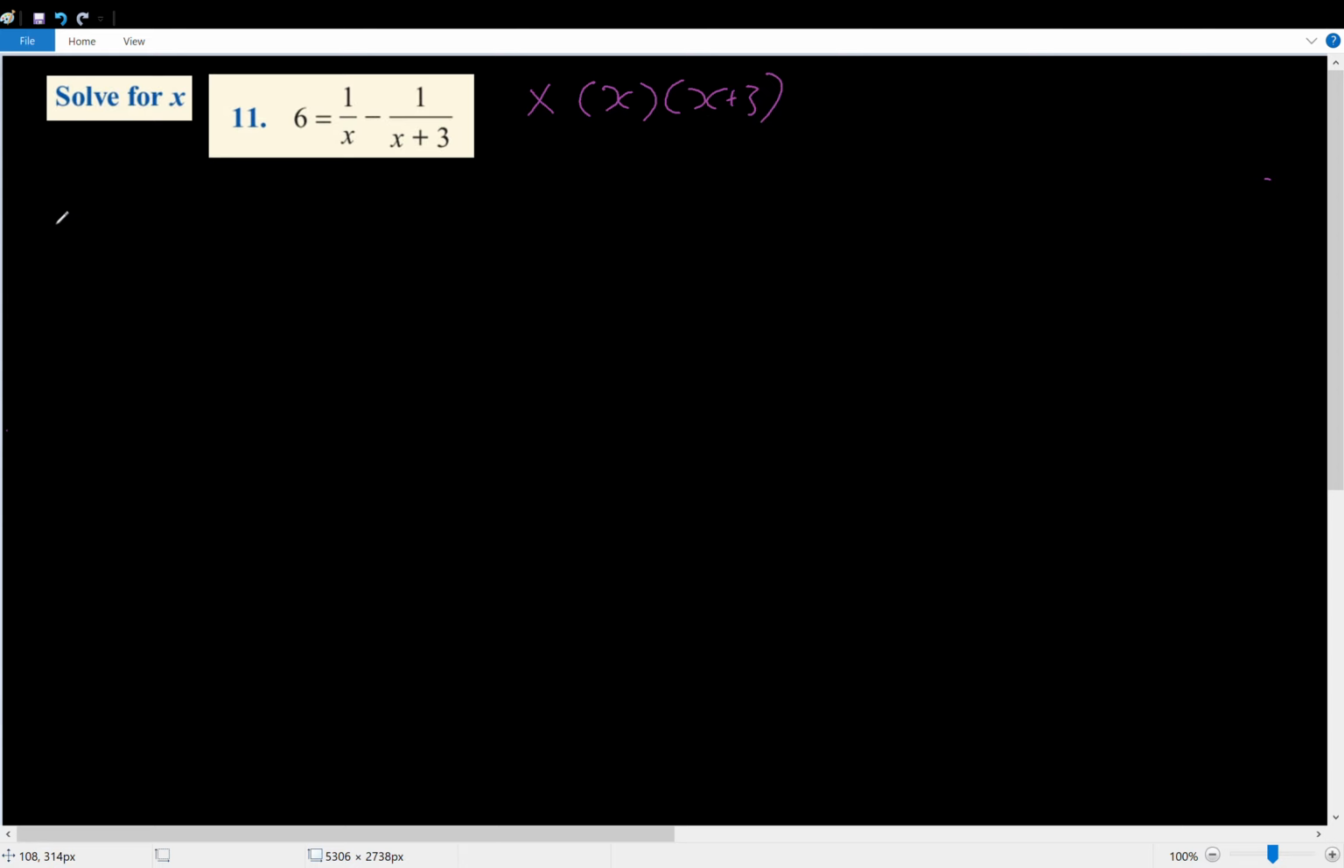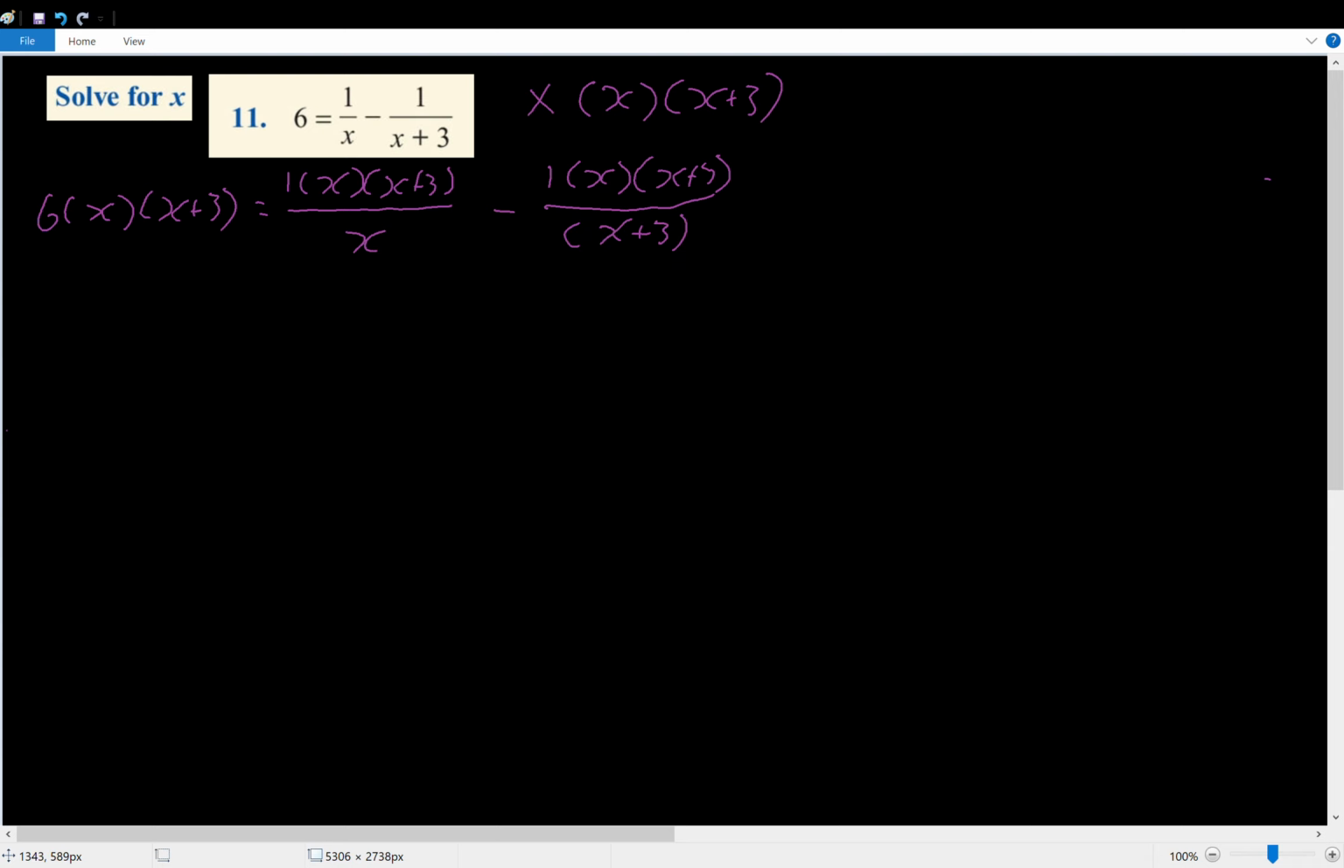So what that's going to look like is you're going to get 6 times x plus 3 is equal to 1 times x plus 3 all over x, minus 1 times x plus 3 all over x plus 3, like that.